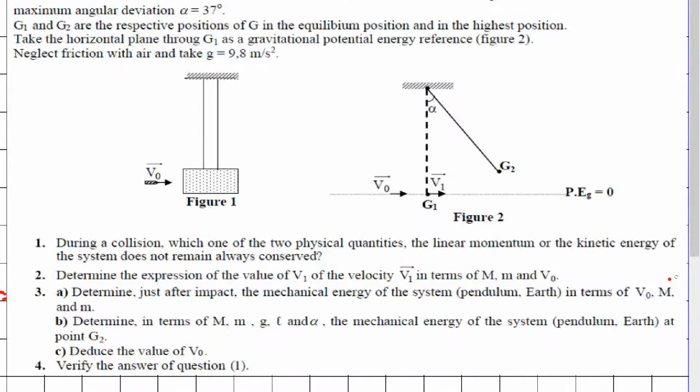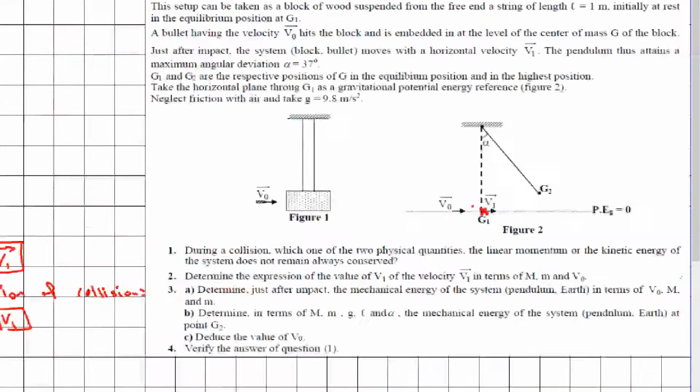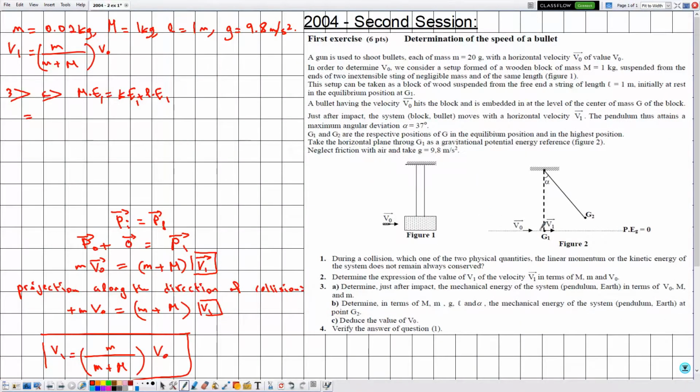So I repeat, just after the impact, whenever v0 collides with this block, this body is at the position G1, so it didn't elevate yet. For this reason, we are determining the value of the mechanical energy at the point 1, and luckily in this case, we can say that PE1 is equal to 0, and the reason is that it passes through the PE level.